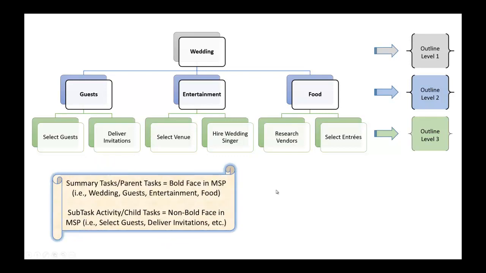One thing to note, before we move forward, the summary tasks, or in other words, parent tasks, end up being boldface in Microsoft Project by default. And you'll notice I have dark outlines around all of my summary tasks on outline level 1 and level 2, to signify that summary tasks are boldface in Microsoft Project. Whereas if you look at the discrete tasks down here, the subtasks or the child tasks, they end up as non-boldface in Microsoft Project.